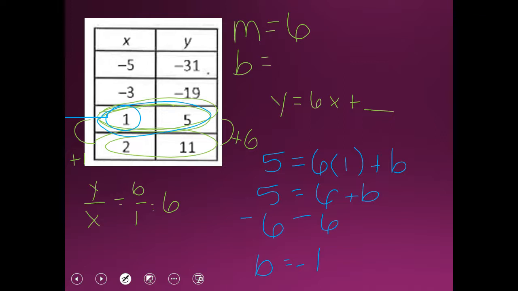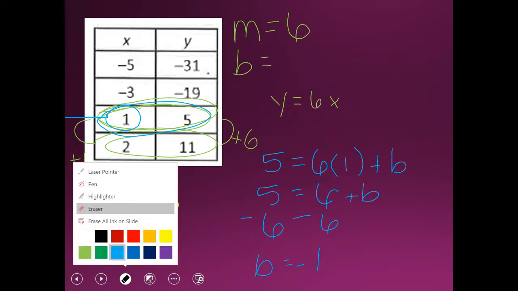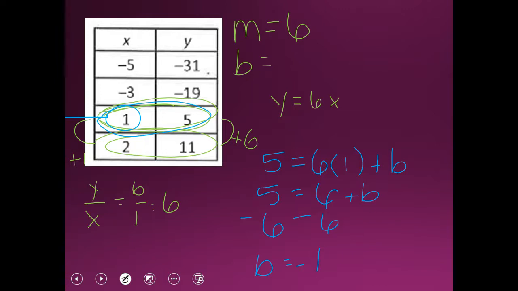So now when I rewrite this equation, it's not going to be plus b, it's going to be minus 1. Y equals 6x minus 1 because my y-intercept is negative 1. So we change that addition sign to a subtraction sign. Instead of saying plus negative 1, we're just going to say minus 1 because that's easier.